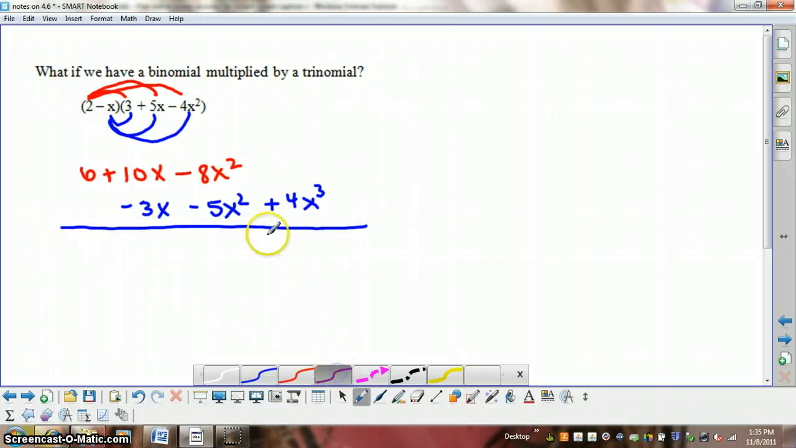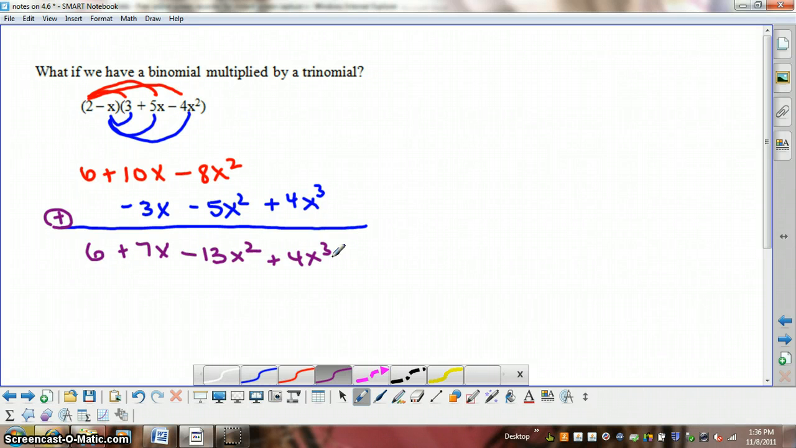So our final answer here ends up being 6 plus 7x. 10x minus 3x would give us 7x, minus 13x squared plus 4x cubed. I'm just adding here the first row and the second row to get our final result.